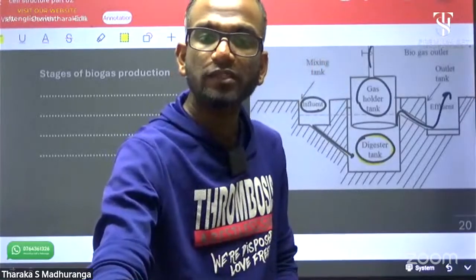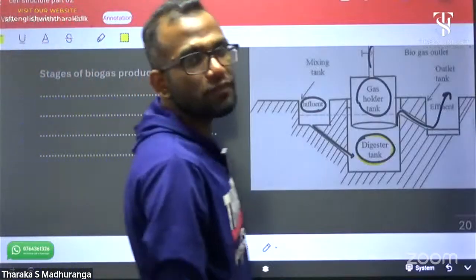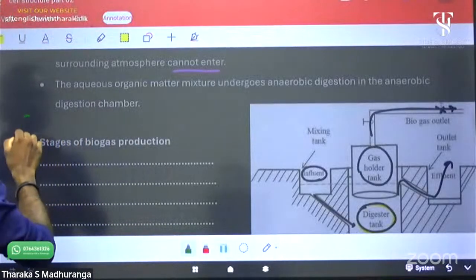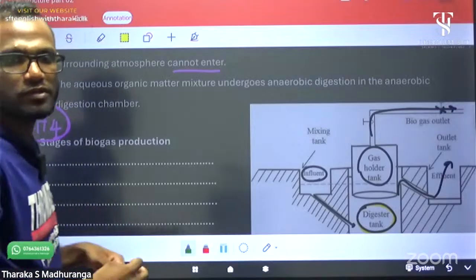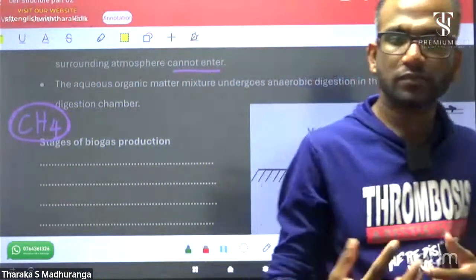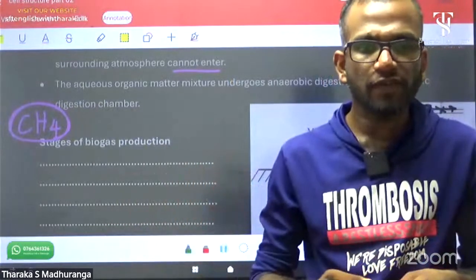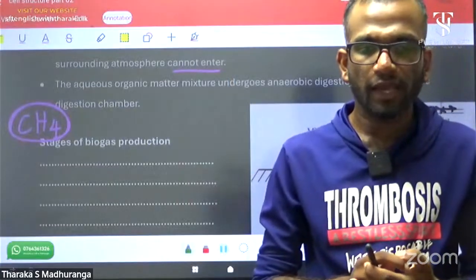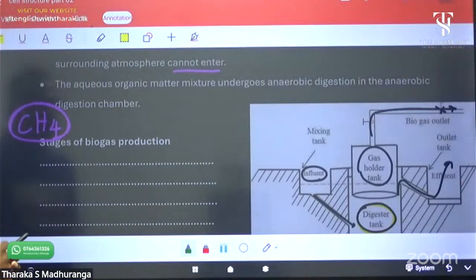Normally, what does biogas mean? Biogas is a mixture of gases. It mainly contains methane, right? Methane, CH4, is the main gas of biogas, and it also contains other gases such as hydrogen sulfide. CH4 is the main gas.